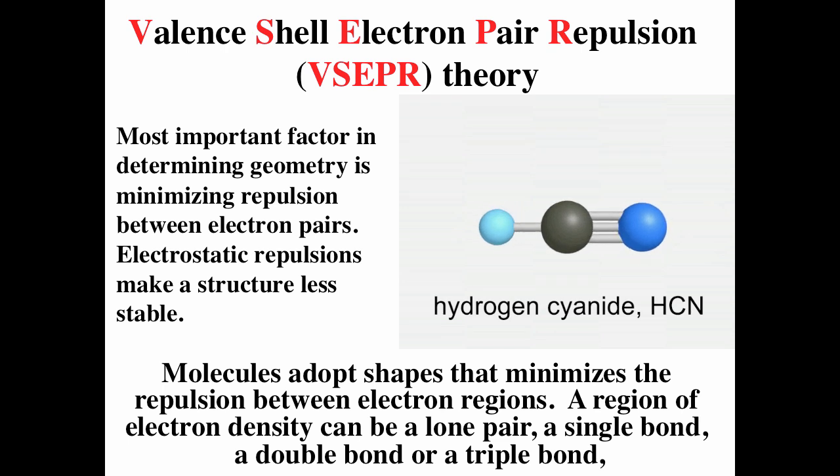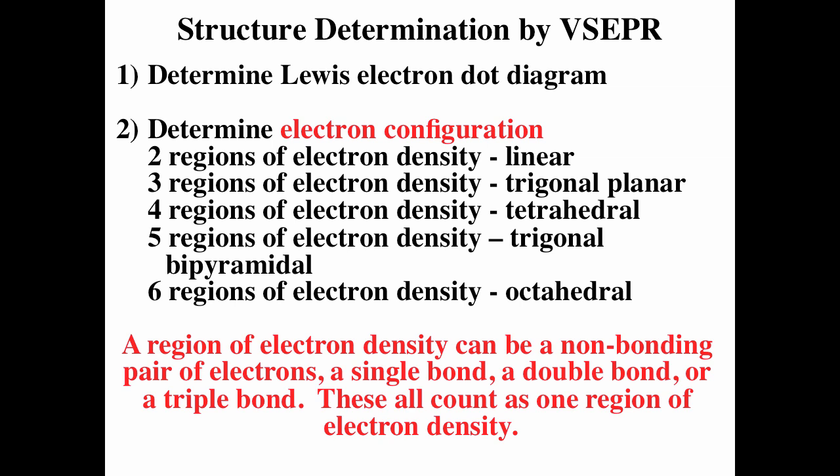And so please remember, a region of electron density can be a single bond, a double bond, a triple bond, or a lone pair. They all count as a single region of electron density. Now, there are three steps in determining molecular shape. The first is you determine the Lewis electron dot diagram. Again, Lewis diagrams are very important. As long as you're doing chemistry, you're going to be doing Lewis electron dot diagrams, so please get very good at it. The second step is determine electron geometry.